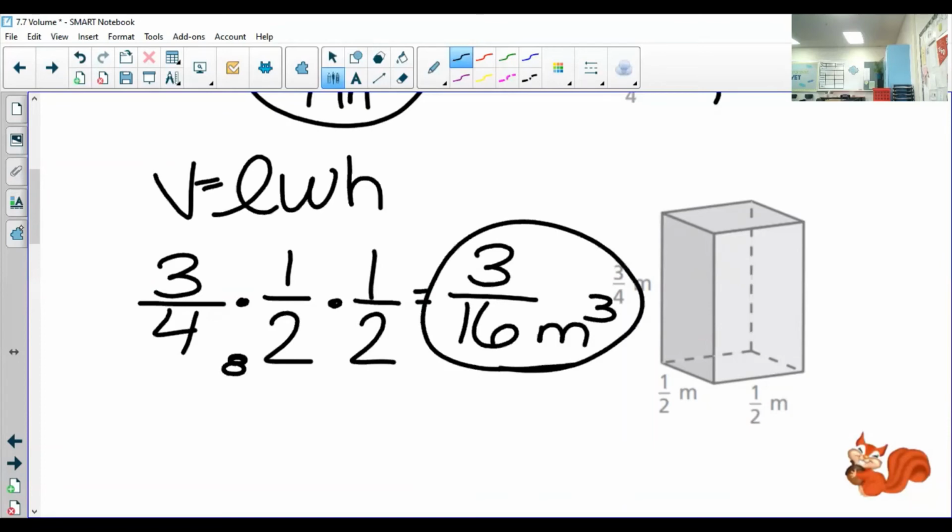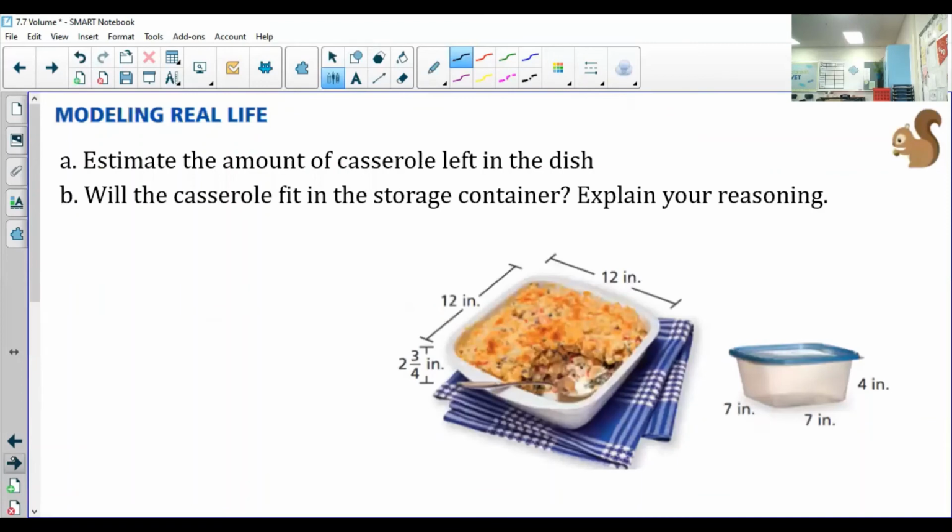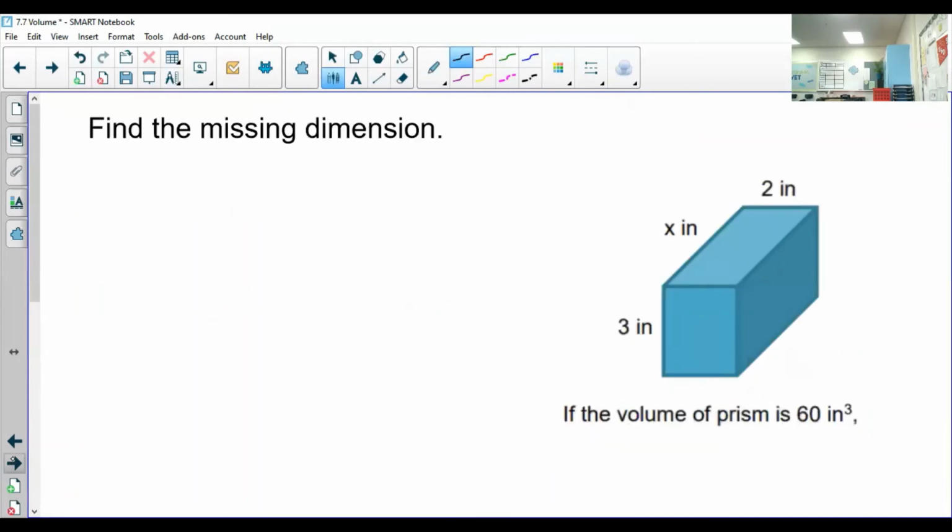Okay? So I think you're probably getting the hang of this by now. Just multiply all three numbers together, get it to simplest form. So the next thing we're going to do is find the missing dimension. All right? So you can see I've got a prism over here. We want to find the missing dimension if the volume of the prism is 60 inches cubed. Okay? And look, you can see that we have a height of 3, a width of 2, so we want to know what's the length.